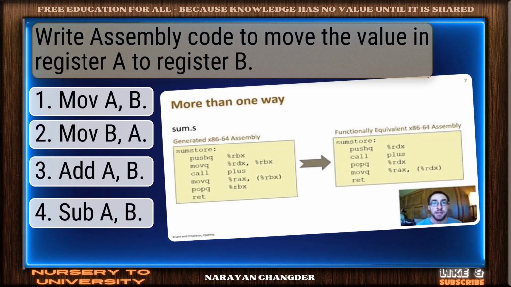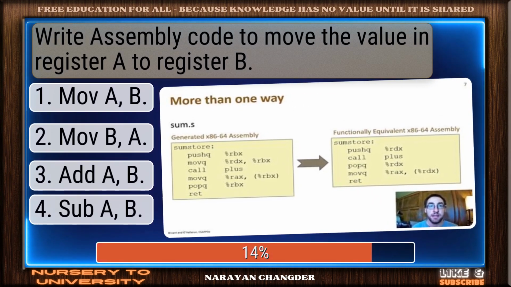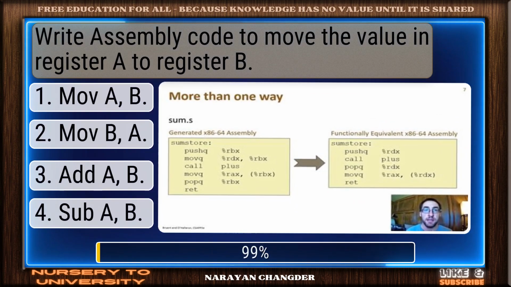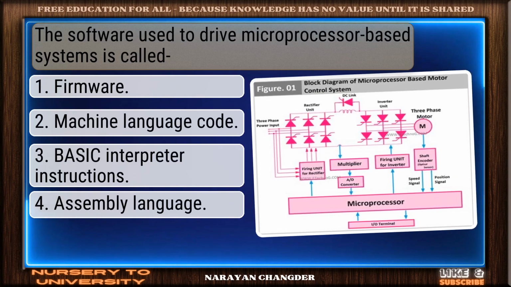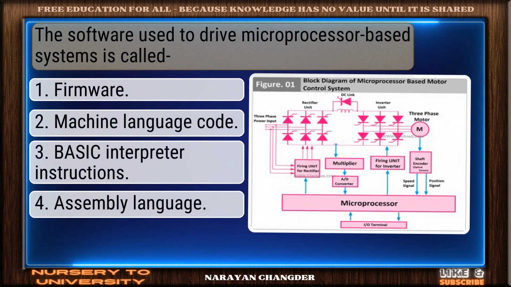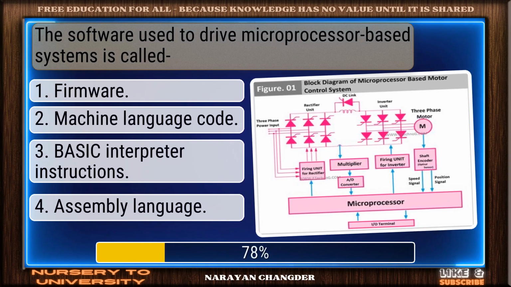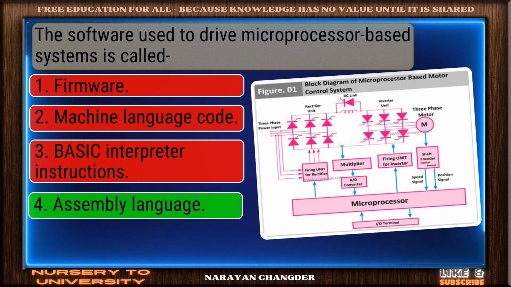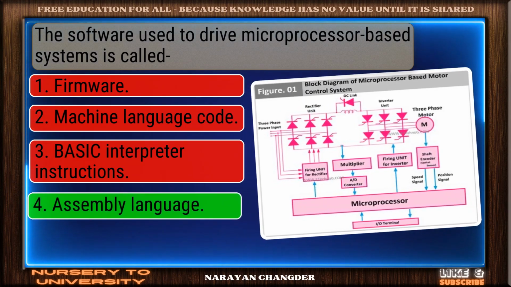Question number 15. Write assembly code to move the value in register A to register B. Well picked. MOV B, A is the correct answer. Question number 16. The software used to drive microprocessor-based systems is called blank. You got it. Your choice, assembly language, is right.